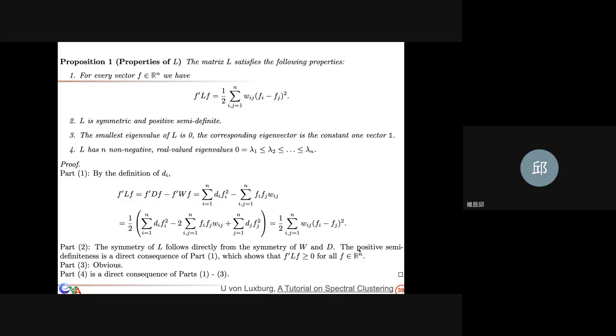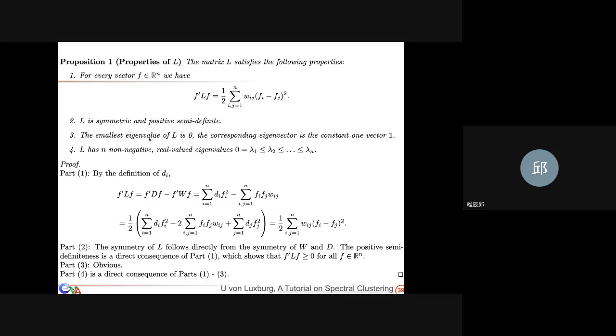Okay, and the positive semi-definiteness is a direct consequence of the first property, which shows that f transpose times L times f will be bigger or equal to 0 for any arbitrary vector f. So that is positive semi-definite. This is what you actually need to know from the linear algebra course.